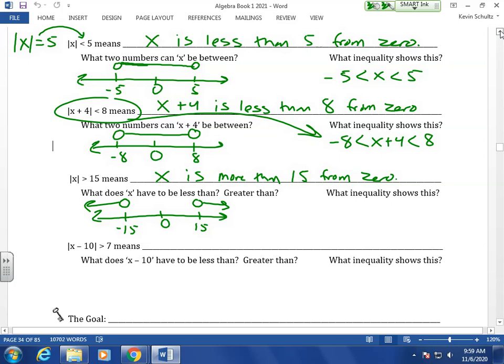We can't be both, right? It's got to be one or the other. But both those situations represent numbers that are further away than 15 from 0. So our inequality that shows this is x is less than negative 15 or x is greater than positive 15.